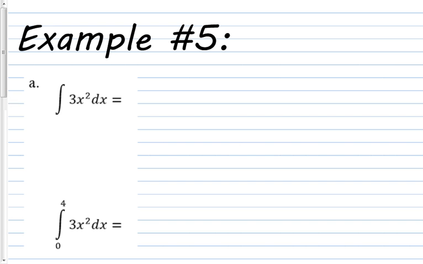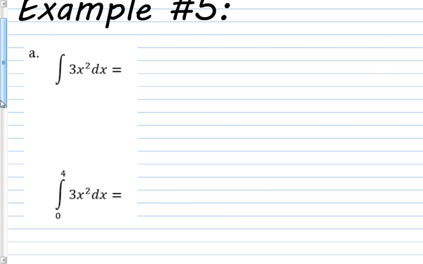So we're going to talk about indefinite versus definite. Part A here. I have the same integral, but one of them is definite and one of them is indefinite. This is an indefinite integral. When I integrate this, I'm going to have to write plus c. Okay, so 3x squared, add 1, divided by my new exponent, plus c. So x cubed plus c. Okay, that's my indefinite integral.